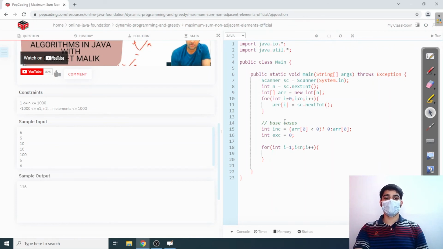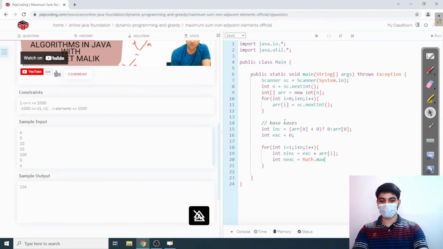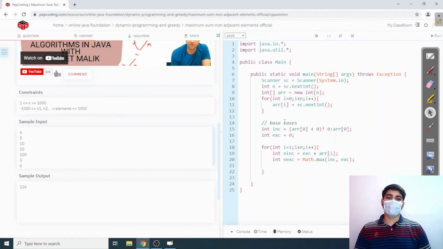Now, what do we have to do? We have to create new inclusion and exclusion states. So what would be my new inclusion state? I can only include myself after I excluded myself. So I can exclude myself and include array of i over here. And what would be my new exclusion state? This would be max of my inclusion state and exclusion state, and over here we would ignore one case. Now inclusion would be new inclusion and exclusion would be new exclusion.